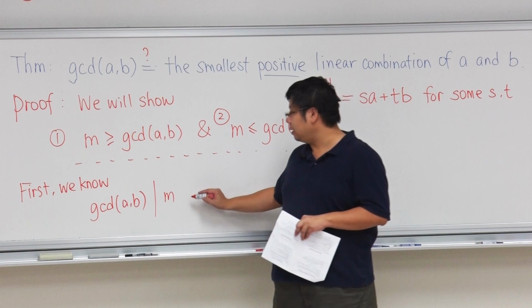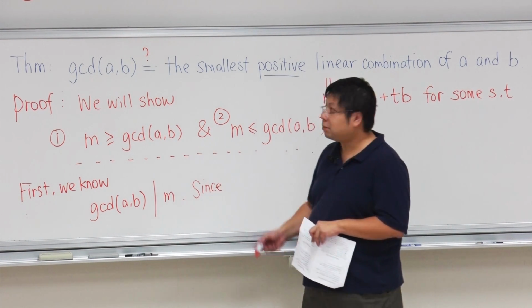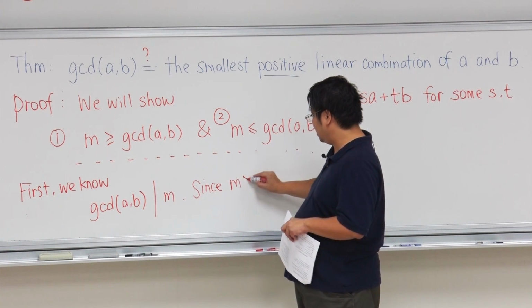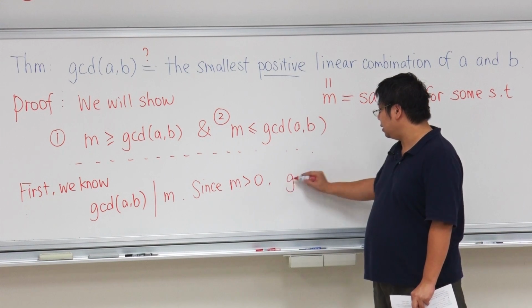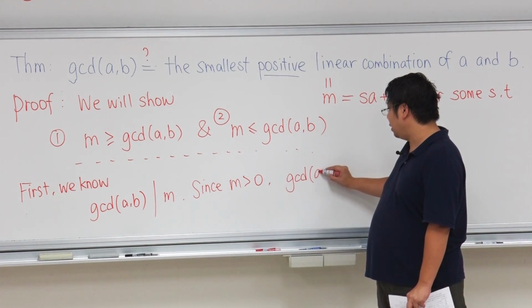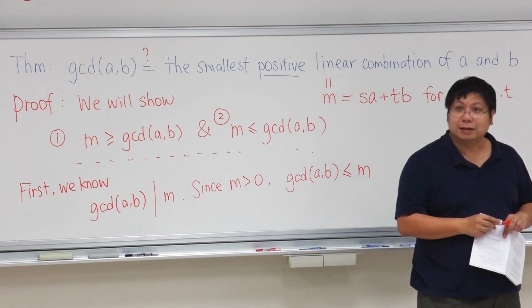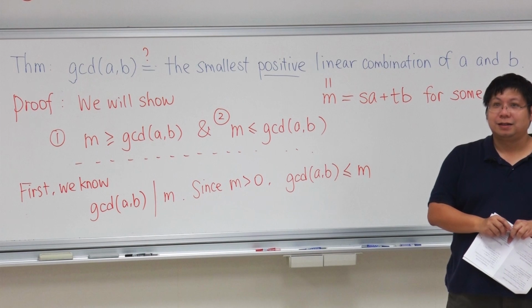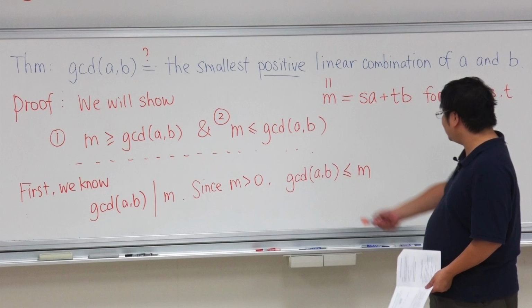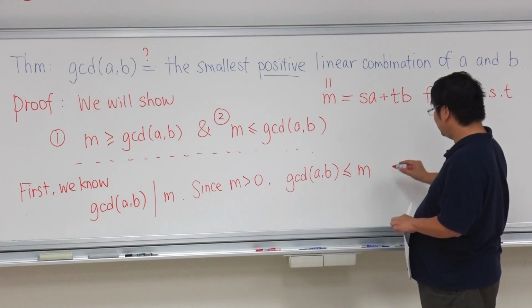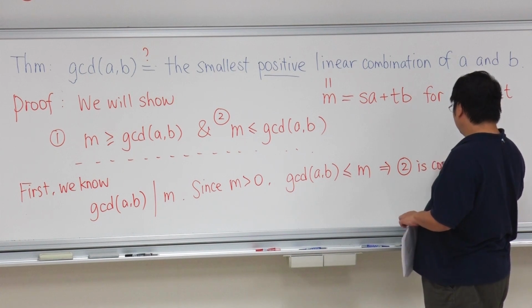And then M is positive. Then what do we know? We know that the GCD of A and B has to be smaller than or equal to M. Does that make sense? Yeah. So we get 2. 2 is correct.